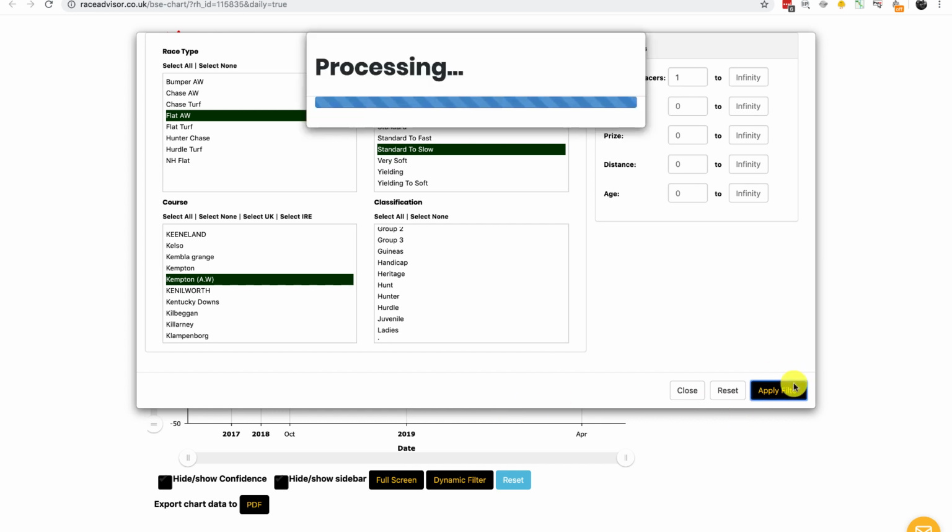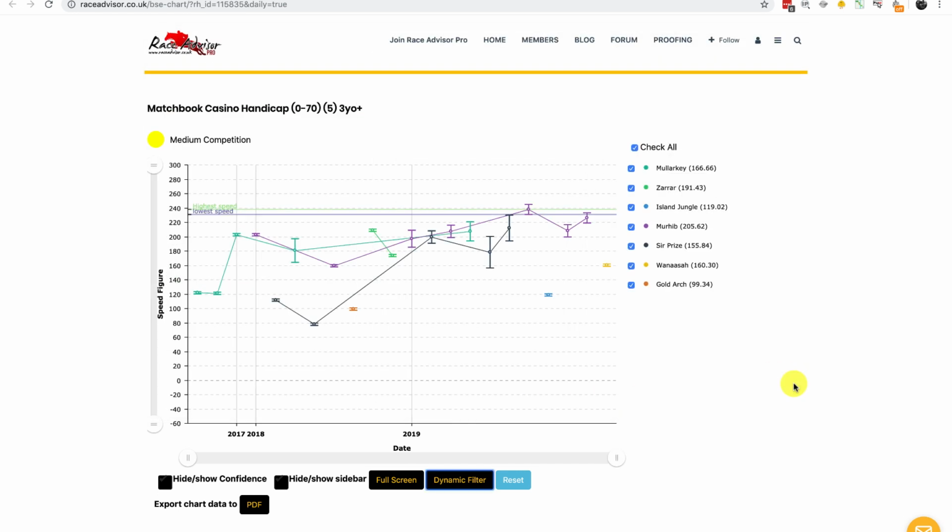So if I remove the handicap filter, you can see we've got a few more horses have appeared. We've got a couple down here, Island, Jungle and Gold Arch, but they're not really a concern.